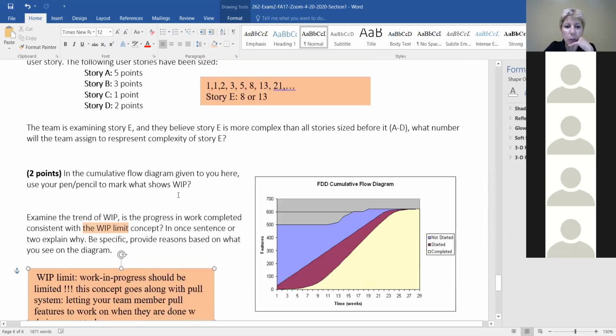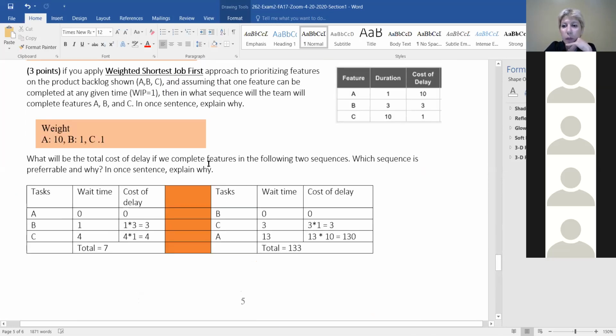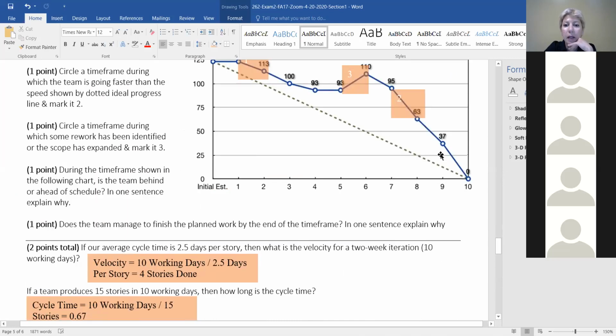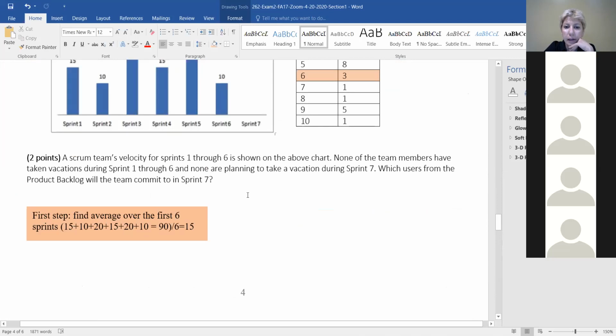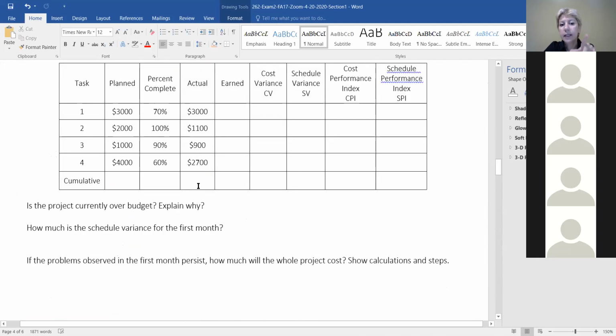So we did this one. We did the story points and Fibonacci sequence. We did the weighted shortest job first. We did velocity and cycle time. We did the burn up chart. We did the velocity and team capacity and sprint planning together. We did this chart together. We didn't get to do this.